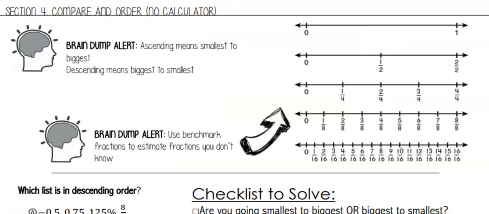Okay, let's keep going. Now we're going to compare in an order, not using a calculator. One of the things that's really important for this is that you guys know your vocabulary. So we've been stressing this a lot in class. Ascending means smallest to biggest or least to greatest. And descending, we're going down. That means biggest to smallest or greatest to least.